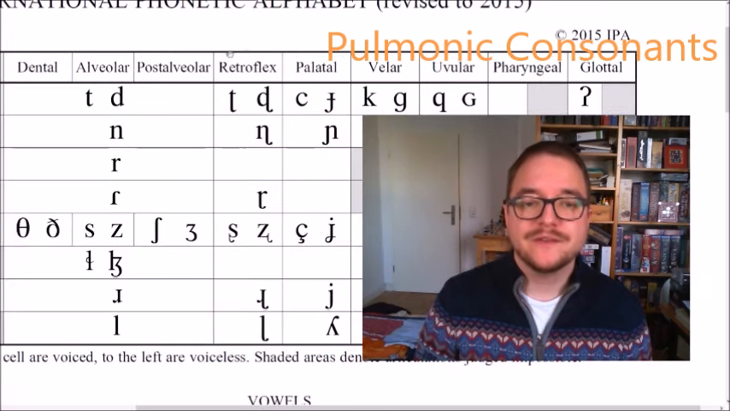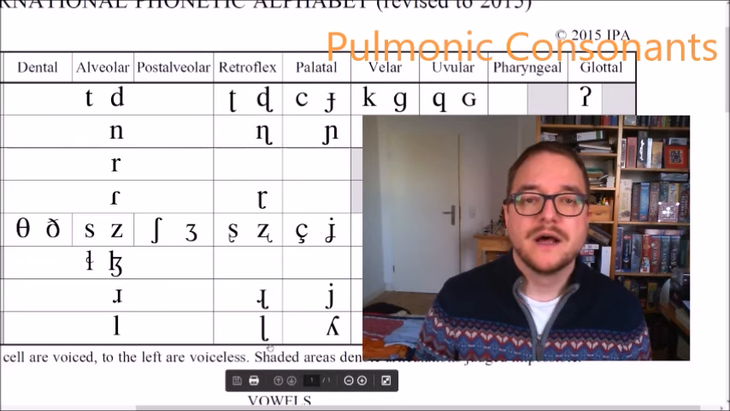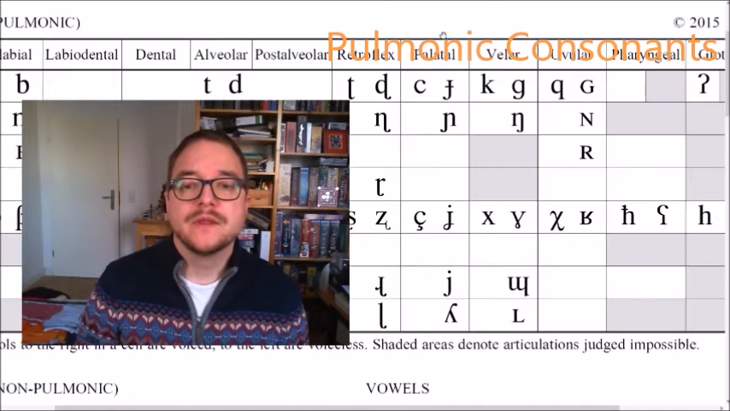Next come the retroflex consonants. Ta, ata. Da, ada. Na, ana. Ra, ara. Sha, asha. Ja, aja. La, ala.